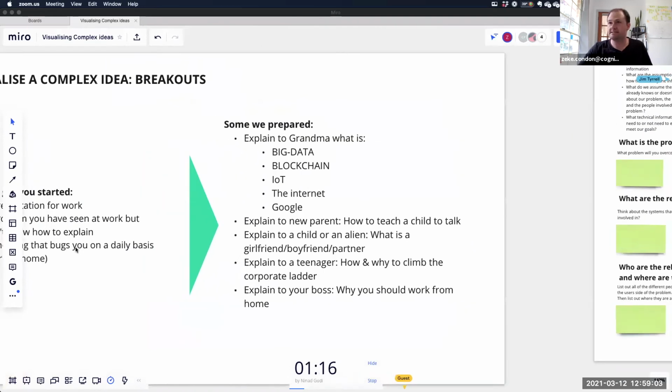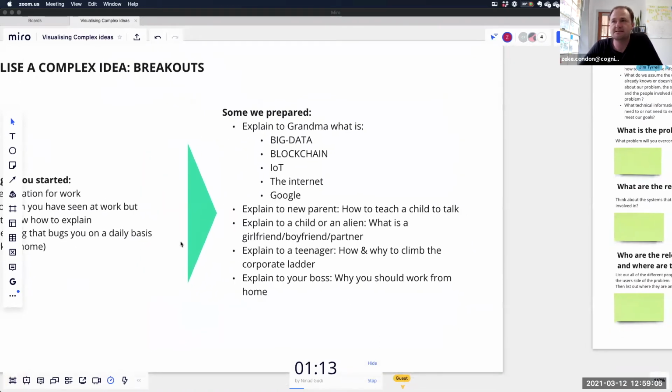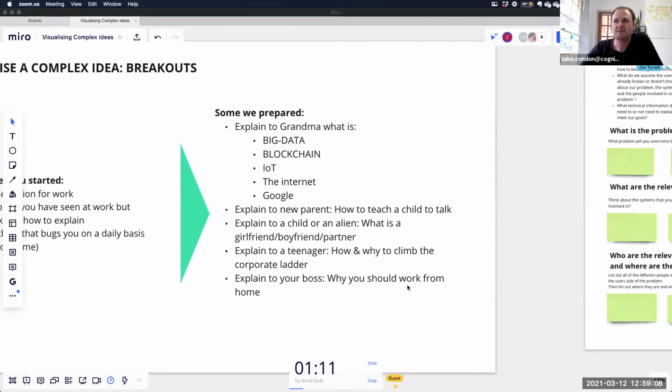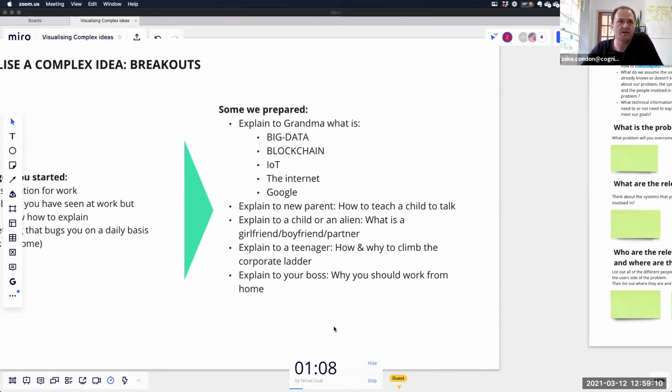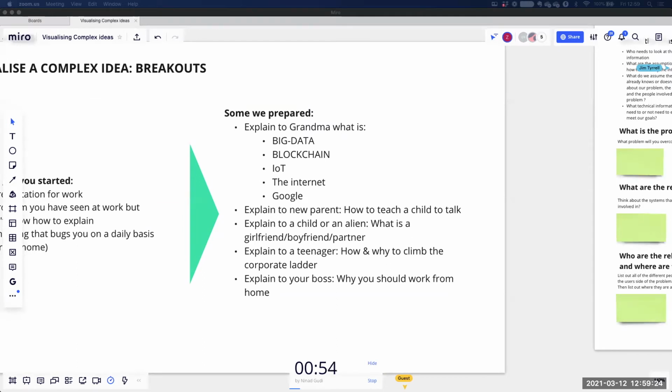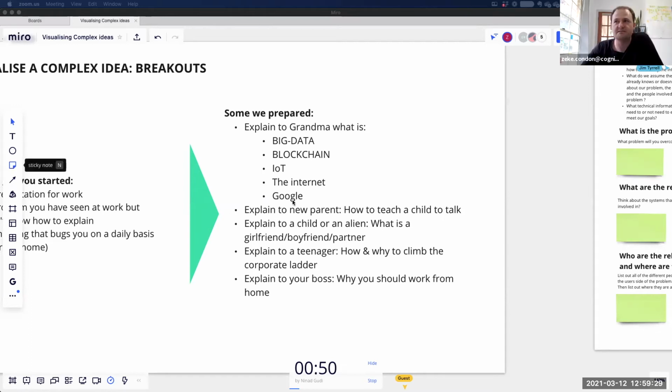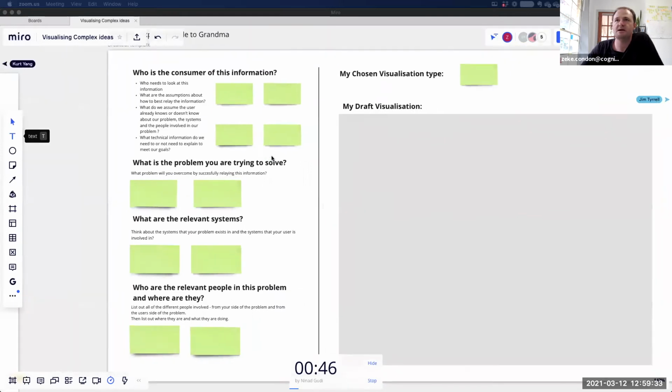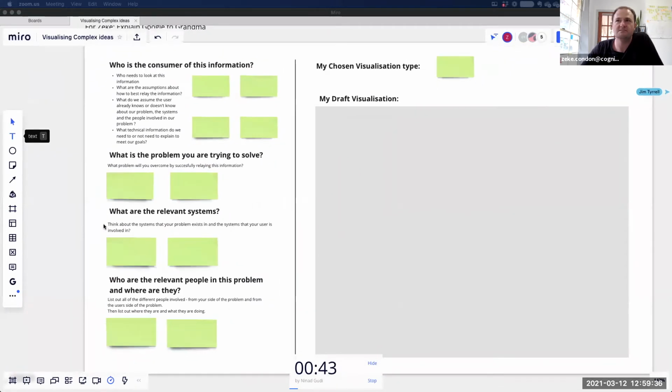Can I get somebody to nominate one of these options here to try and articulate in a visual way in our little work breakout? Choose a hard one, guys. Blockchain. All right, cool. So we're going to articulate blockchain to grandma.